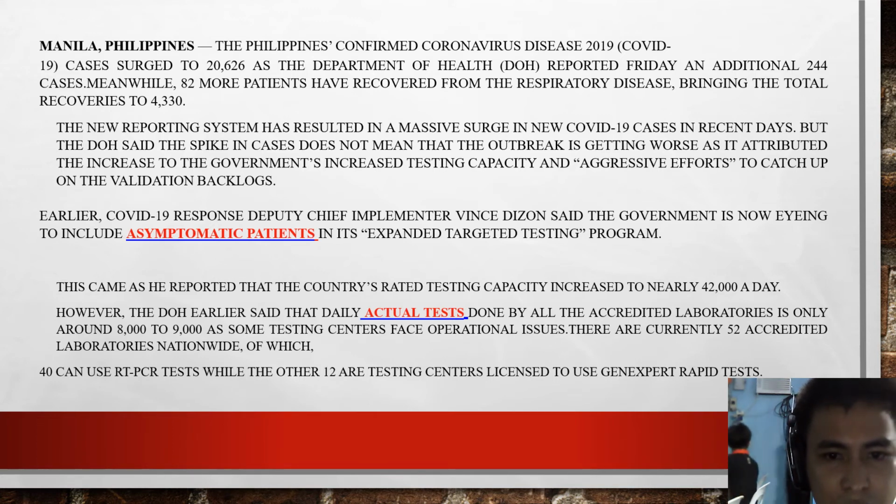Earlier, COVID-19 response Deputy Chief Implementer Vince Dizon said the government is now eyeing to include asymptomatic patients in its expanded targeted testing program. This came as he reported that the country's rated testing capacity increased to nearly 42,000 a day. However, the DOH earlier said that the daily actual tests done by all the accredited laboratories is only around 8,000 to 9,000, as some testing centers face operational issues. There are currently 52 accredited laboratories nationwide, of which 40 can use the RT-PCR test, while the other 12 are testing centers licensed to use the GeneXpert rapid test. So those are examples of journalistic writing.